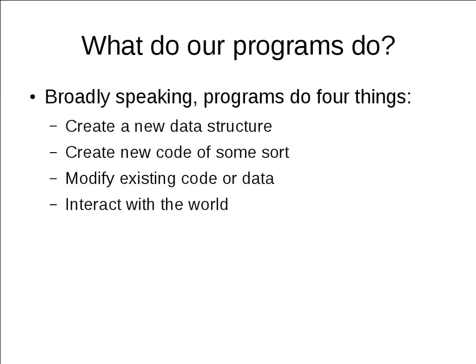Very basic review. What do our programs do? Well, they run. They do stuff. But I'm going to tell you they do these 4 things. You're going to create new data structures, create new code, modify existing code or data, or interact with the world. Now, that last one's really the big one. All the other stuff is a prelude towards printing a number on the screen, making a graph for you, sending an email, whatever. But these, I'm going to claim, are the basic things you can do in a program.